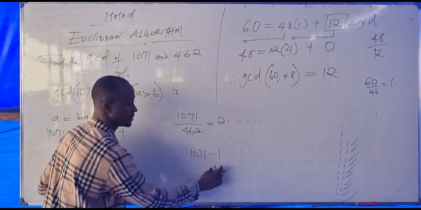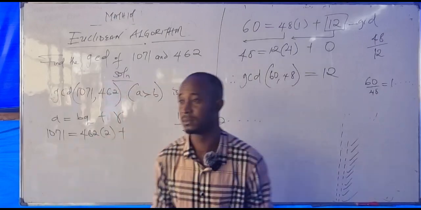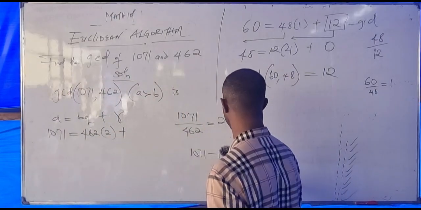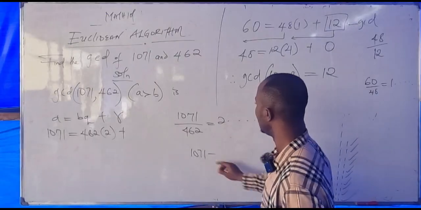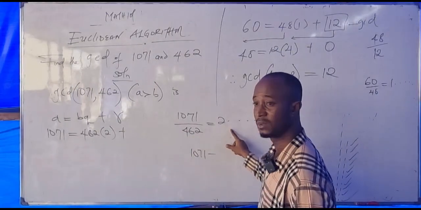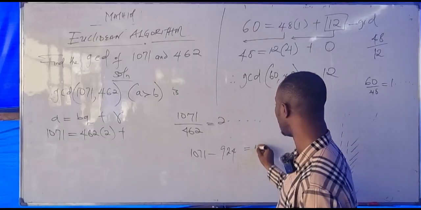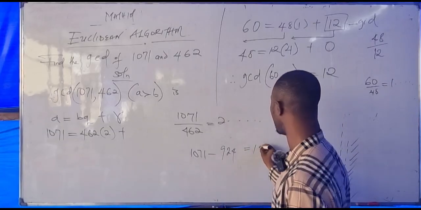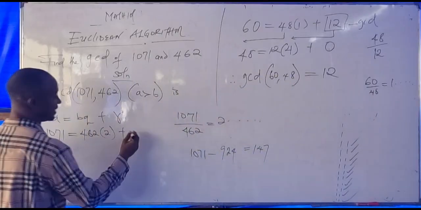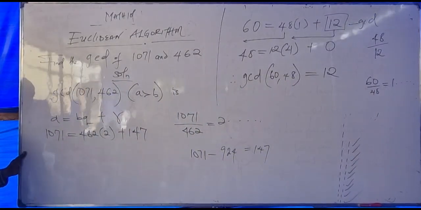1848? Are you sure? 462 times 2 is 924. What do you have there? What is the value when you subtract? 147. So what's our remainder now? 147, right? Now what do you say will happen?